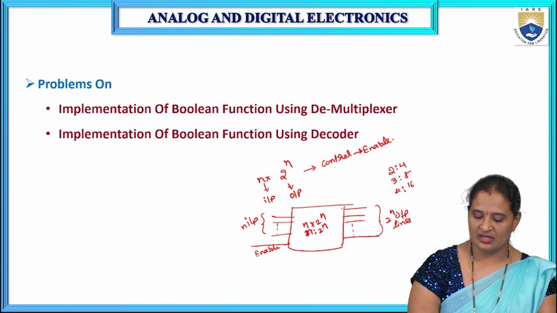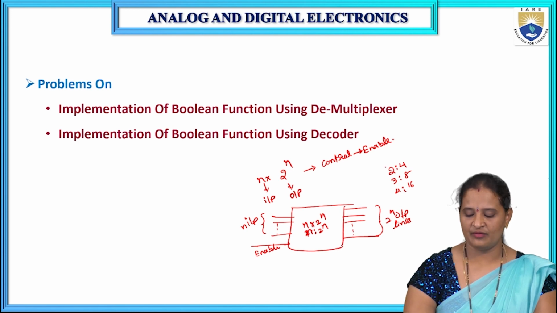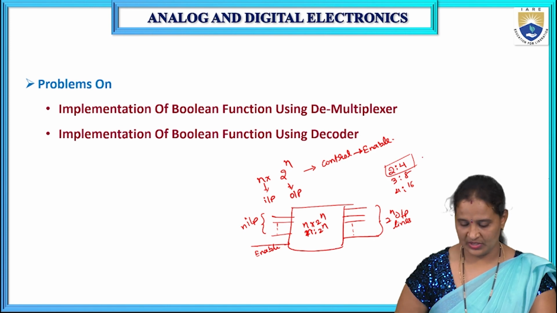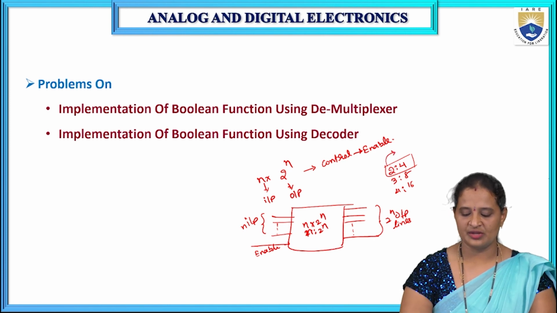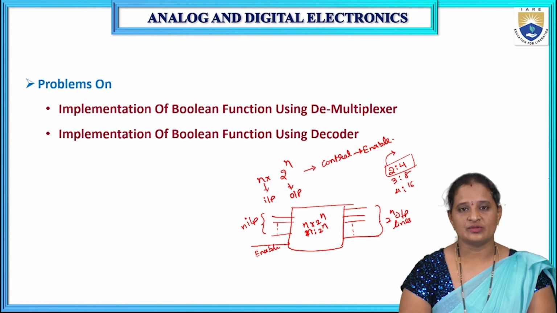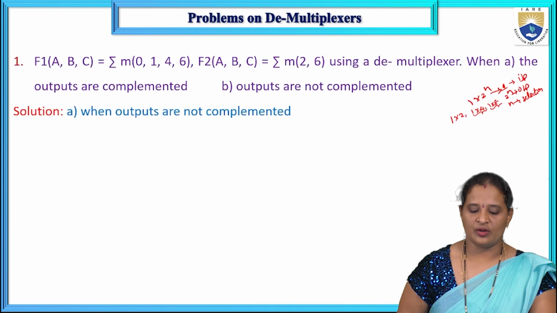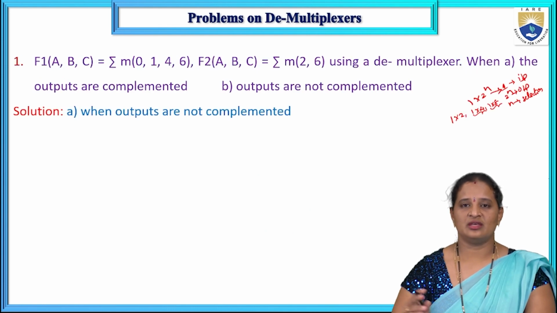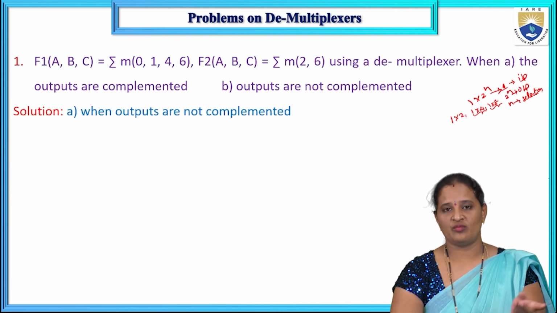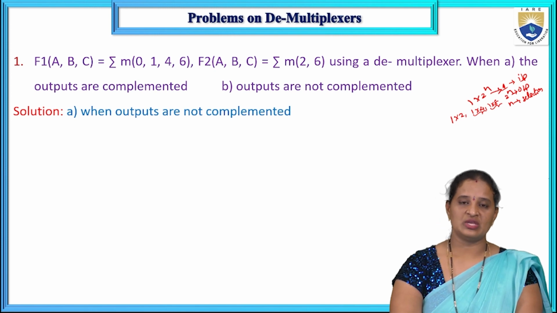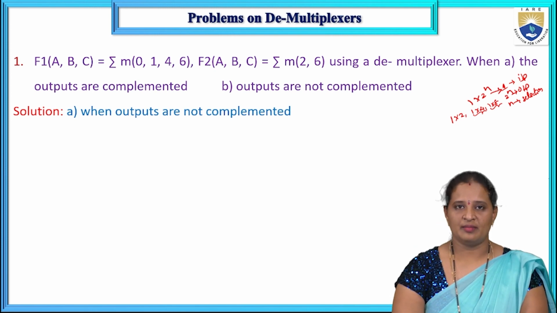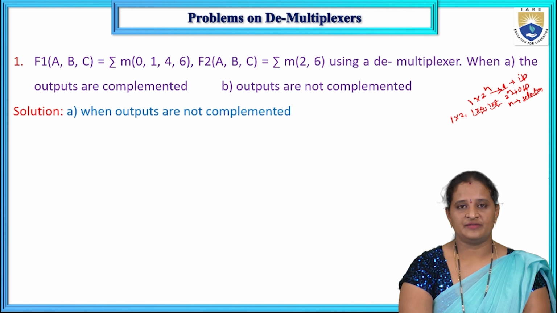For example, in a 2 to 4 decoder, we have 2 inputs and 4 outputs. Based on the input combination, any one of the output lines is enabled, that is active high, and the remaining are all zeros. This is the basic thing we wanted to know when implementing Boolean functions using a decoder and demultiplexer. Now let us see the first problem.